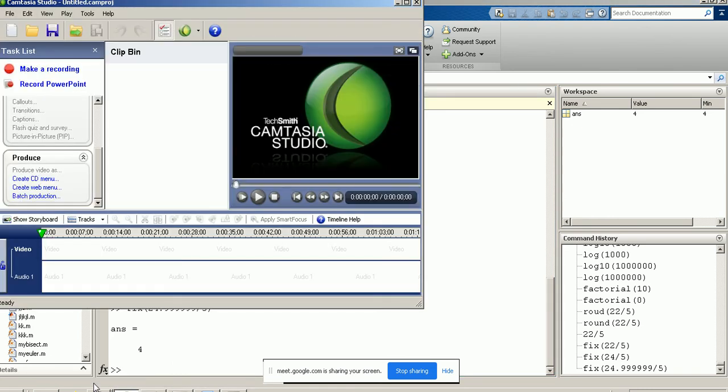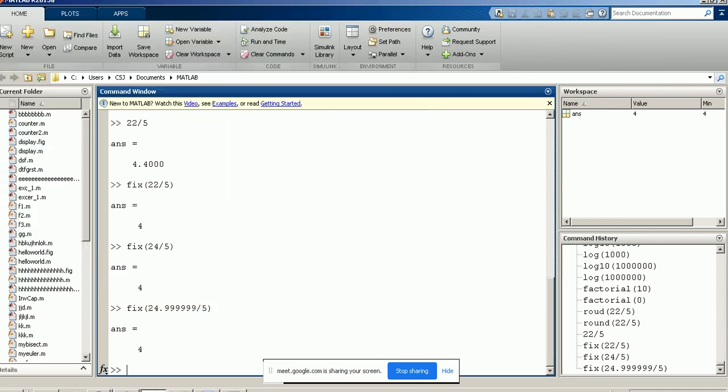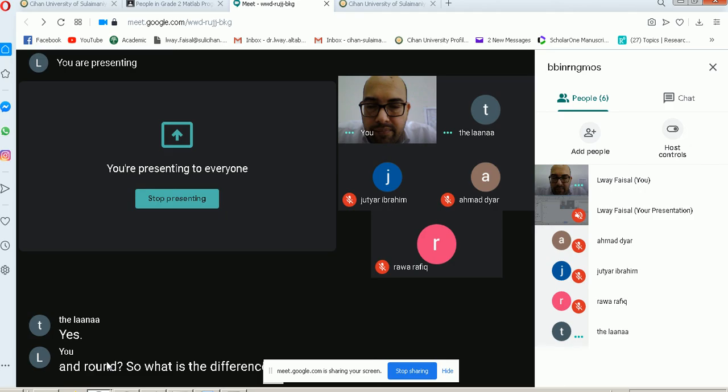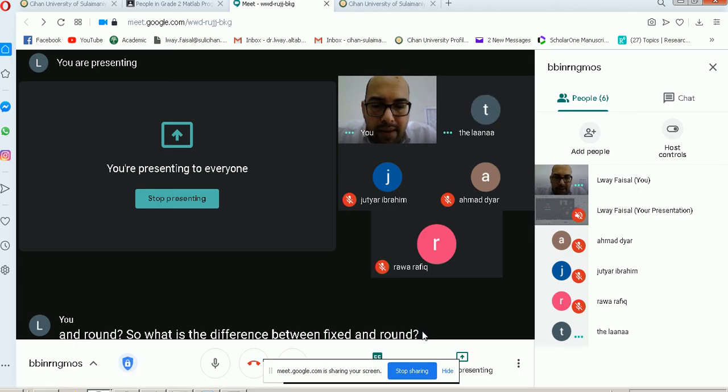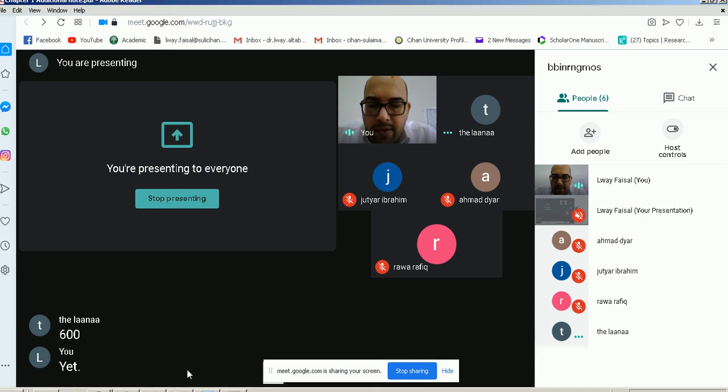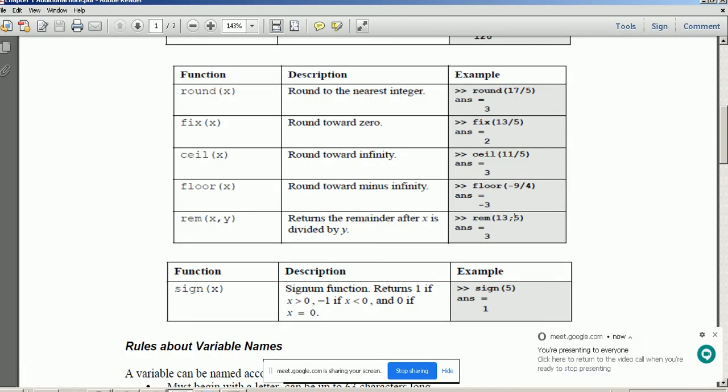Lania, do you hear me? Yes, Ustaz. Is it clear to this point? If we use fix and round, what is the difference between fix and round? Okay. Both of them give me the same value, the same thing.